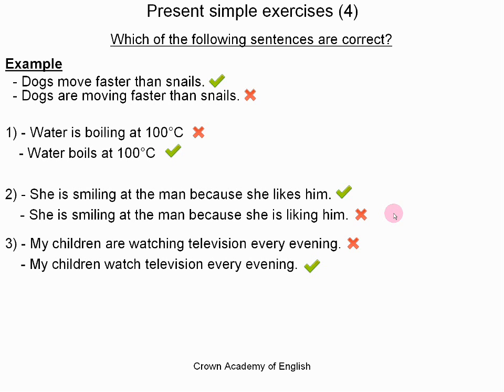We are describing what my children do every evening. So we must use the present simple tense. We are describing something that happens regularly. So we must not use the present continuous. We must only use the present simple. So we can only say that my children watch television every evening. That is correct.